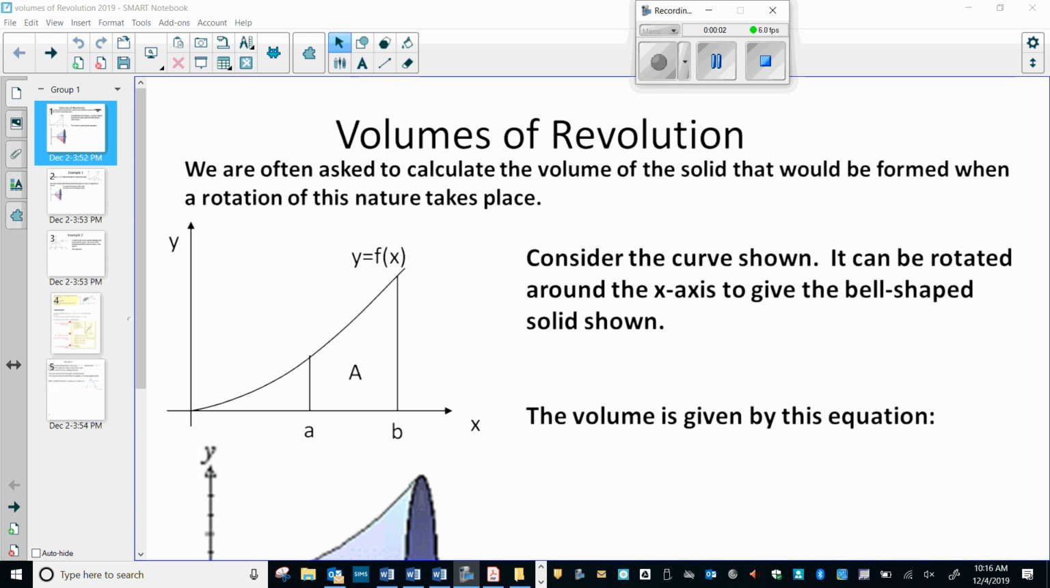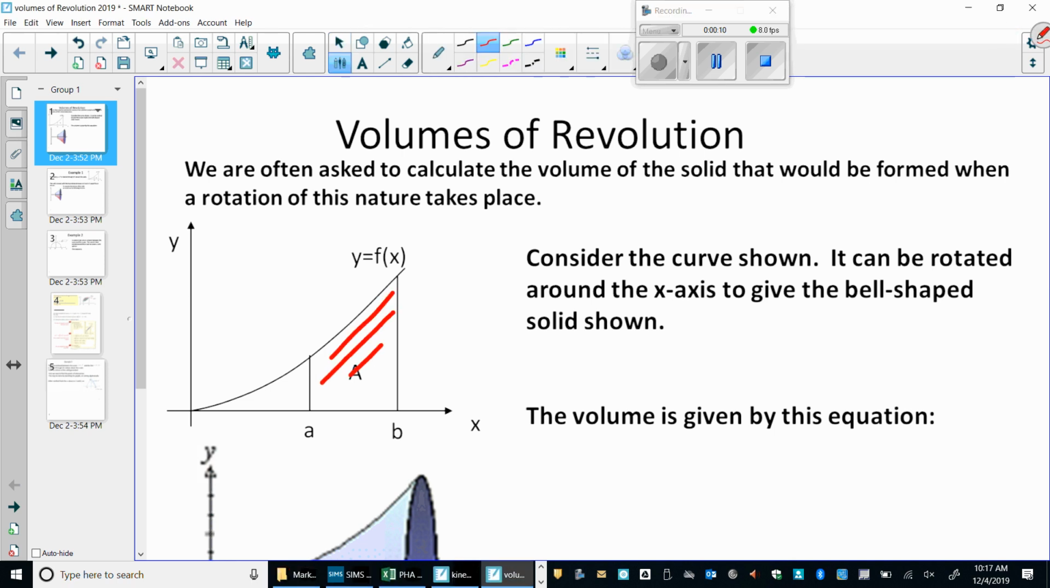Okay, so volumes of revolution. This is connected to what we've been looking at. You can see here that we're going to focus on this area between the values of B and A. And we would be asked to imagine that that portion of the graph is rotated around the x-axis.